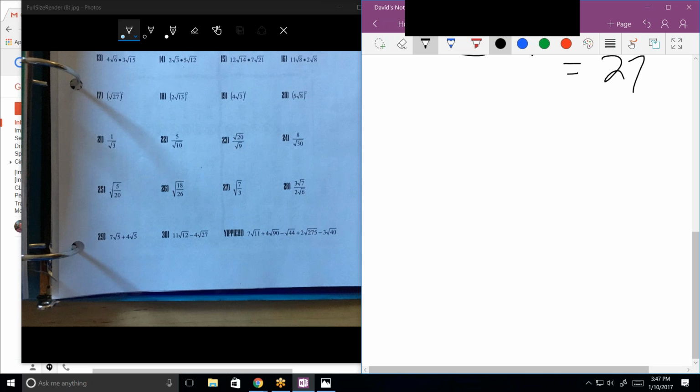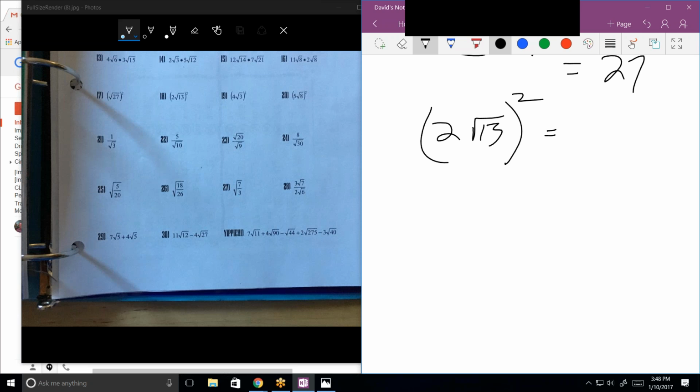Next one, 2 root 13 squared. Now that square applies to the 2 and it applies to the root 13. So you have to square both of them. What's the first number squared? 4. What's the second part squared? It would be 169, which would come out to 13. It's 13. Don't make that 169. That's an unnecessary step. In other words, the square root of 13 squared is 13.